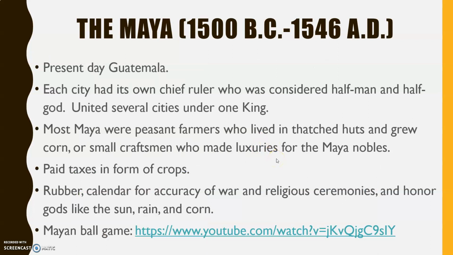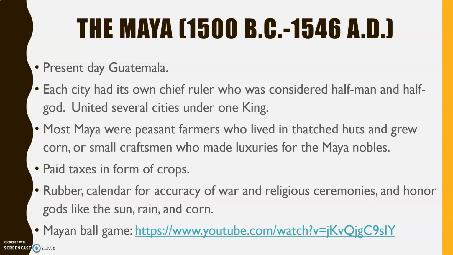And so we have the Mayan people, who are located in present-day Guatemala. They all have one city. It's like a little mayor. They all have a little ruler who they believe comes from a god, whichever god it is. And so it unites several cities under one king. So yes, the Mayans are going to have one big king in charge of all the cities, but each city is going to have their own small king.